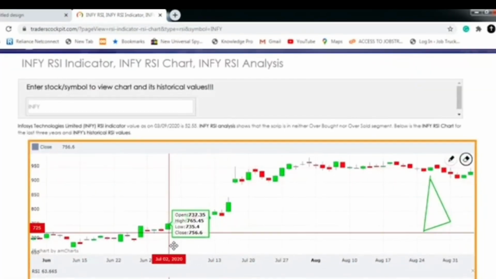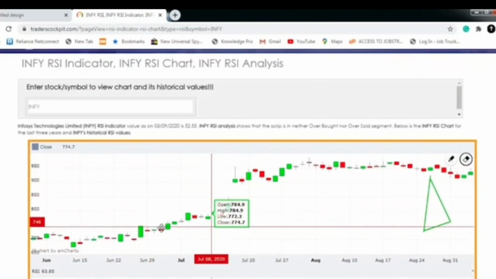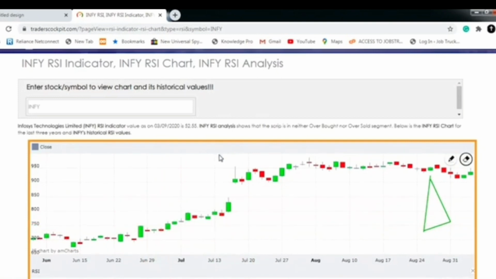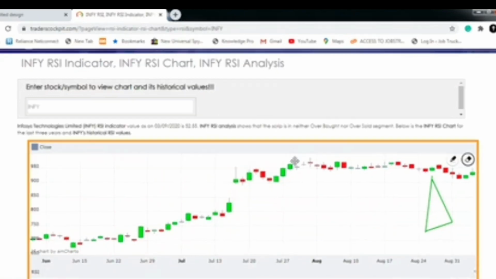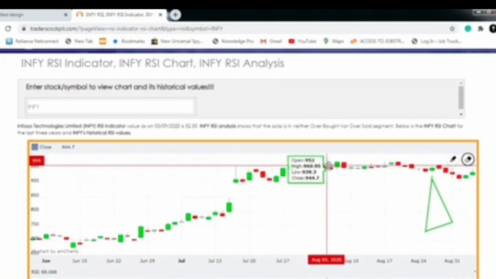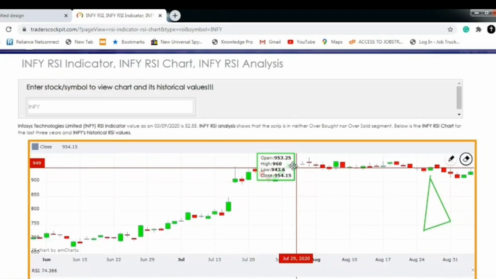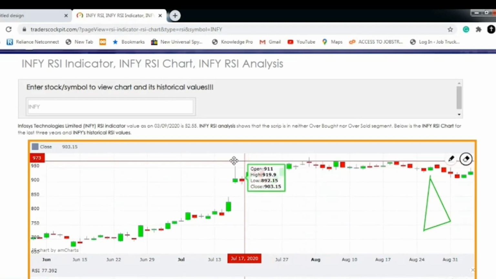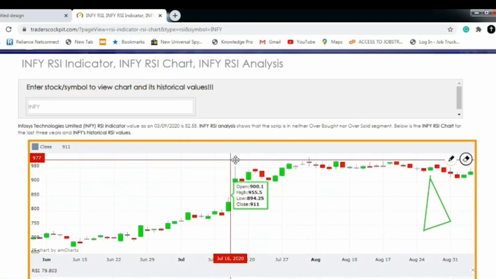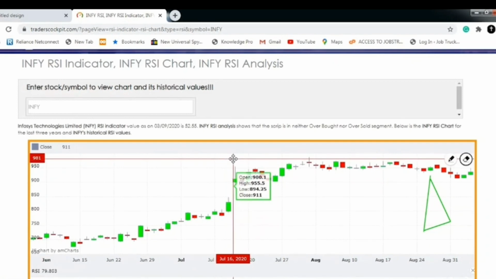We'll give you an example to understand this. Suppose you take a time period in this particular chart. Let's take July 14th to July 29th. We'll be taking from July 15 to July 29. That is a 14 days gap.